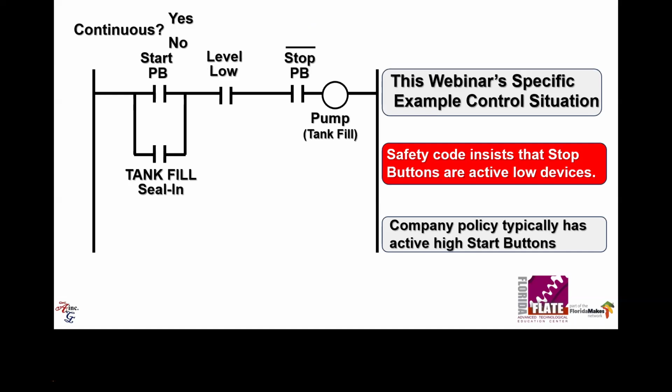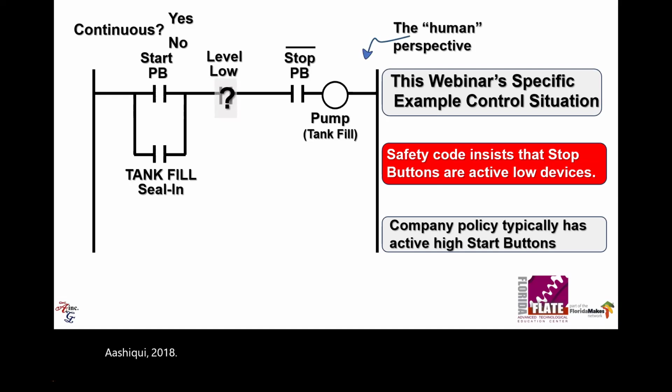So in this webinar, the safety requirement makes the stop button an active low device. Companies get to choose universally what they want for a start button. Most of them like them to be active high buttons, and any other sensors in there depend on a bunch of parameters that may or may not be set by company policy. Okay, so that's what the question mark there is implying.